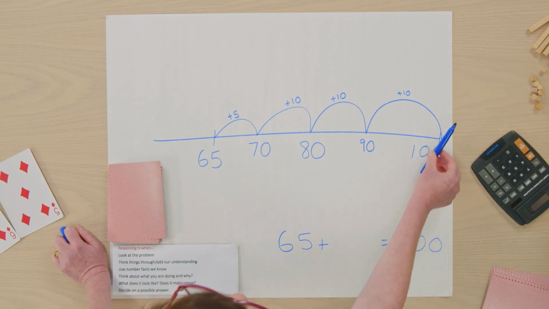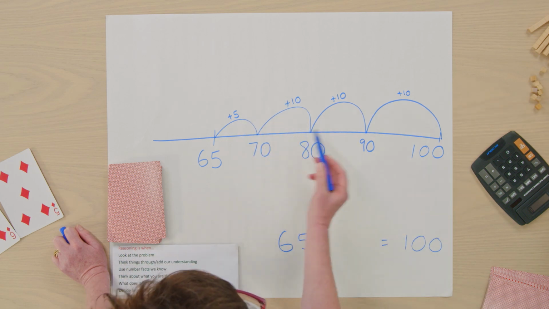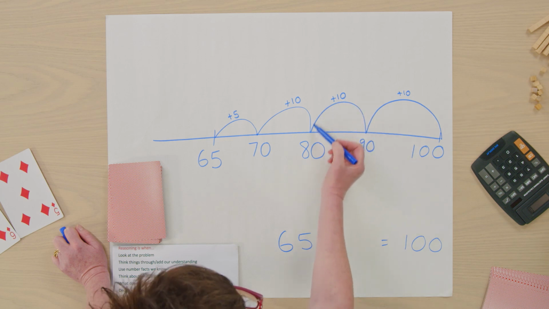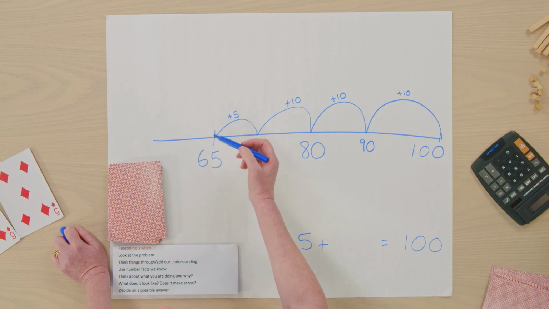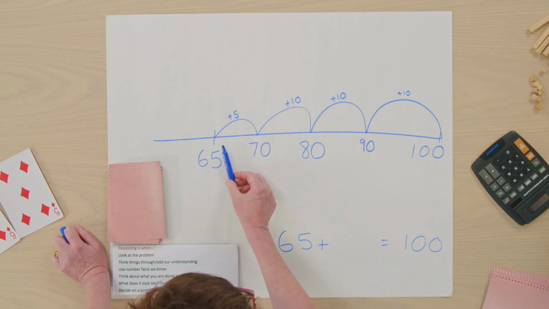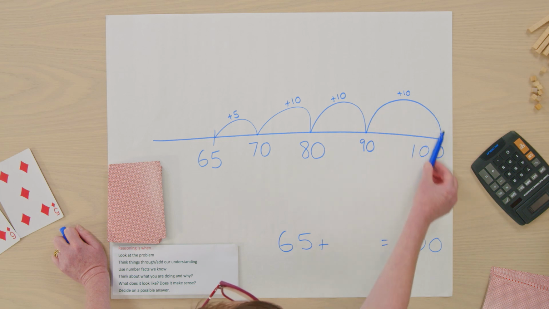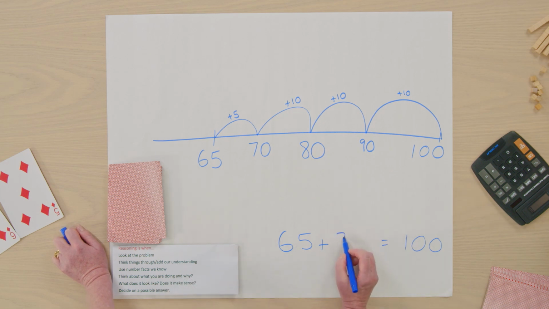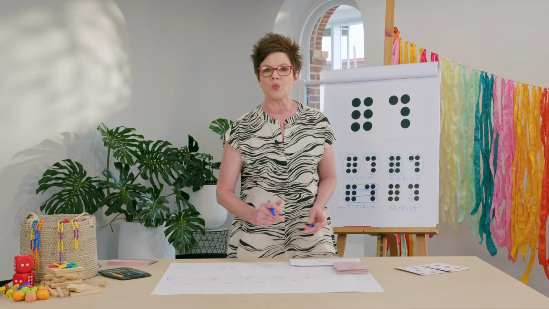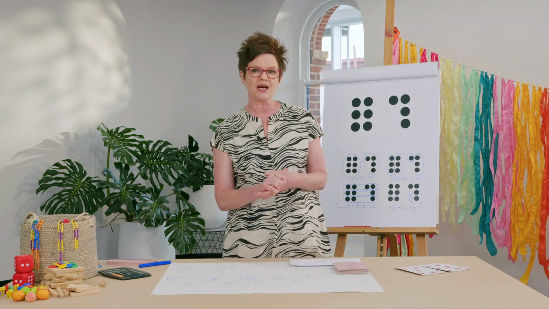So let's have a look back at how many jumps, how many tens have we used, and how many ones have we used. So it seems to me we have used 10, 20, 30, and 5. Let's look at it another way. Towards 100, we had 5 ones and 10, 20, 30. So my answer is altogether we have 35. 65 and 35 will get me to 100. And that is the game of how many more to 100.